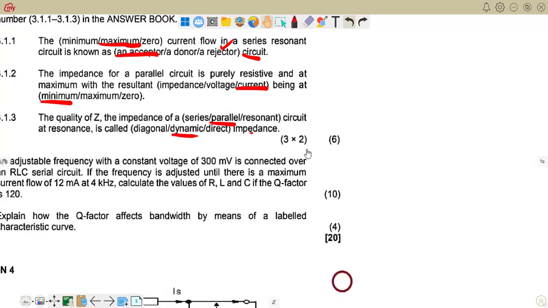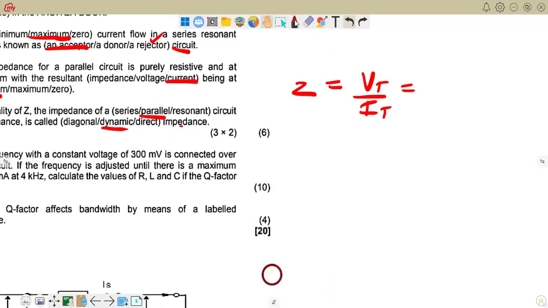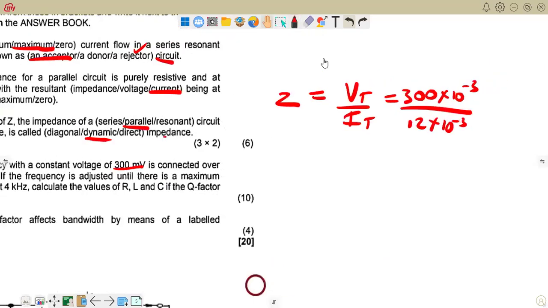What can we calculate? Right, from the information that we've been given, it's possible to calculate ZT, which is VT over IT, which we have been given. We have been given the voltage there. I would advise, when you are answering questions, it saves you time to write 300 times 10 to the power of -3 divided by IT, the total current, which in our case again is 12 milliamperes. That's what we have there.